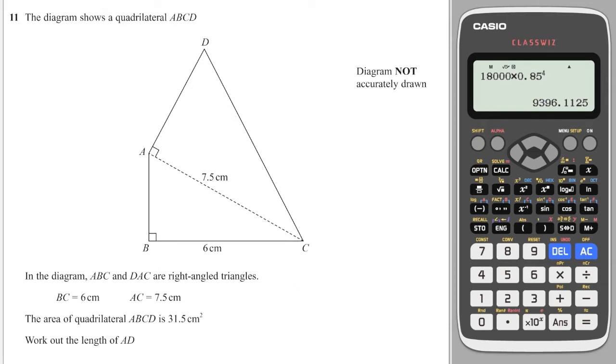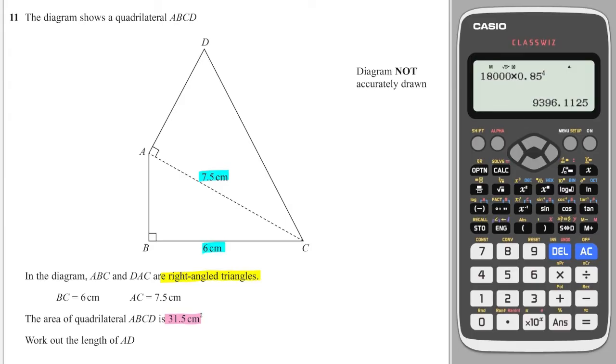Perfect. Okay, next question. We've got 2 right angle triangles. So straight away I'm thinking Pythagoras or maybe trigonometry. We've got 2 values given to us, this one and this one. And we're told the area of the whole shape is 31.5. So work out the length of AD.